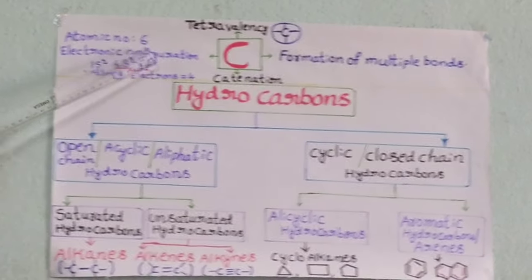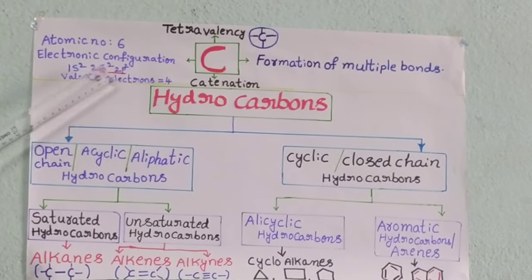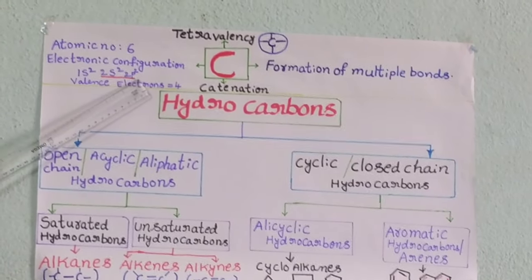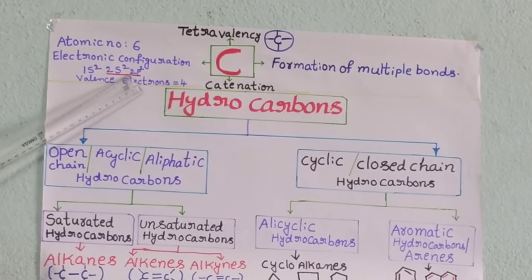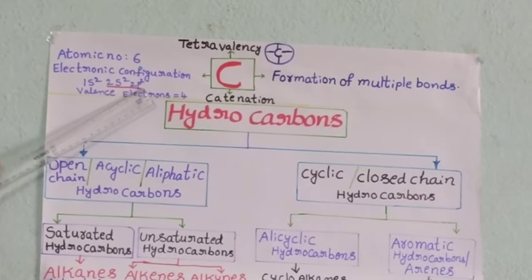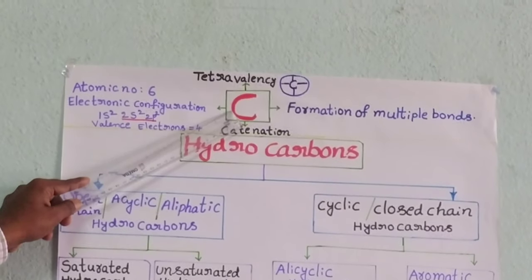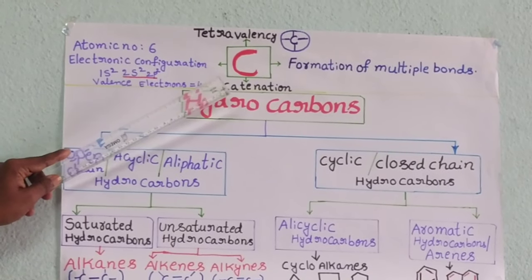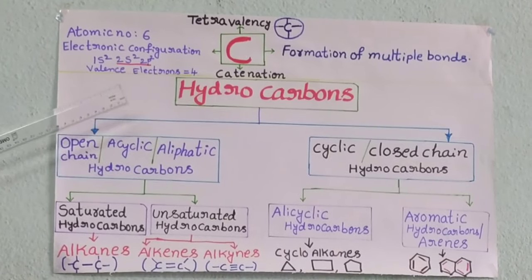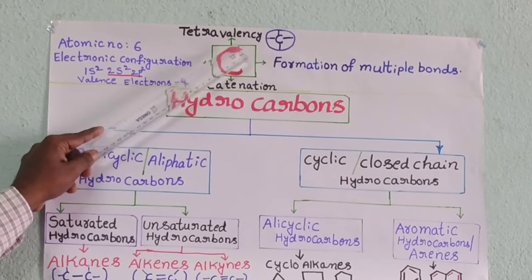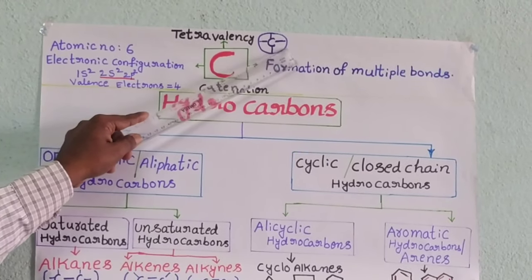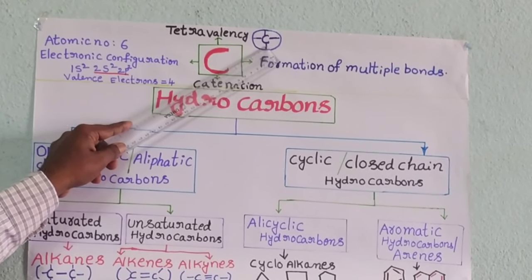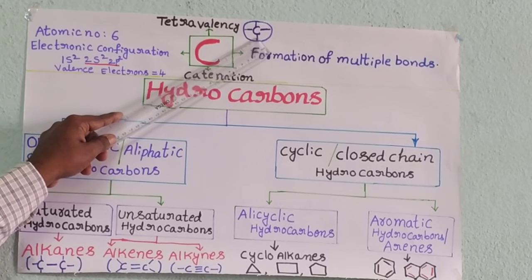Carbon's atomic number is 6 and its electronic configuration is 1s2, 2s2, 2p2. Here carbon contains 4 valence electrons. So carbon will share its 4 electrons with 4 other atoms and form 4 single covalent bonds. So here carbon will exhibit tetravalency. That means carbon will form bonds with 4 other atoms.